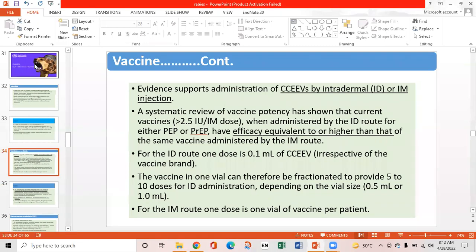For intradermal route, one dose is 0.1 ml of CCVs. The vaccine in one vial can therefore be fractionated to provide 5 to 10 doses of intradermal administration, depending on the vial size, 0.5 ml or 1 ml. For the intramuscular route, one dose is one vial of vaccine per patient.